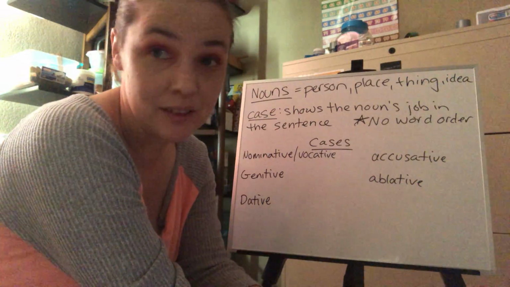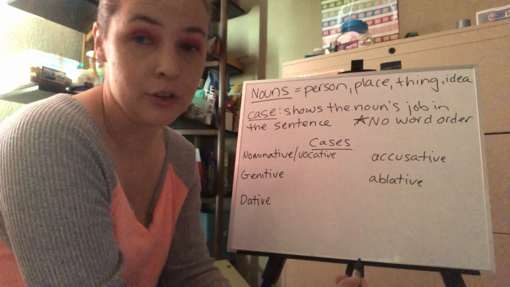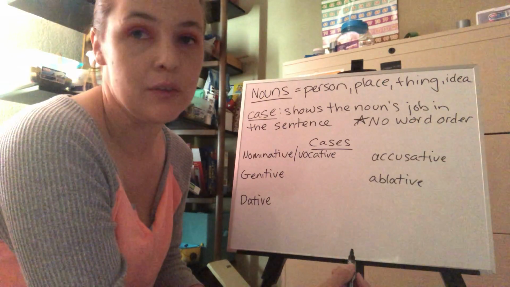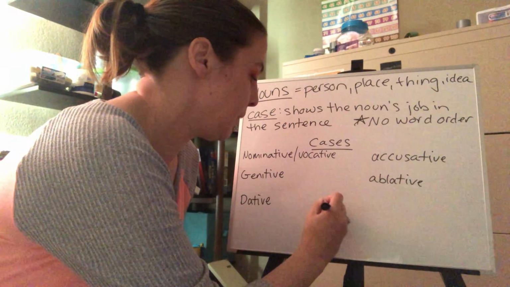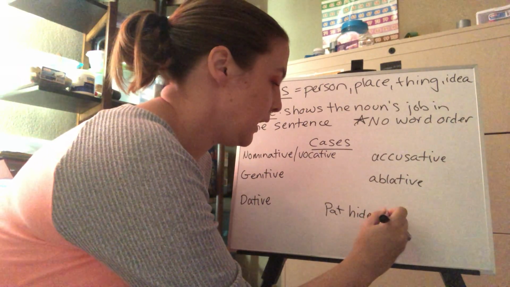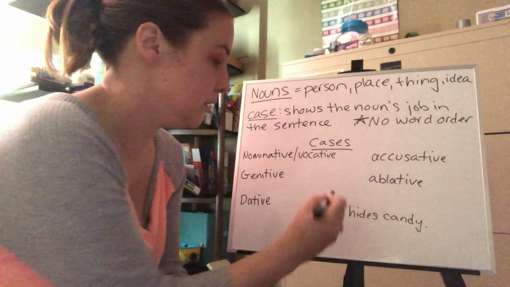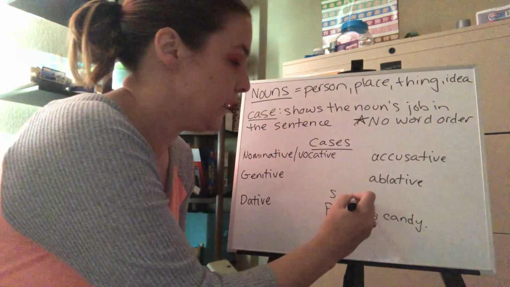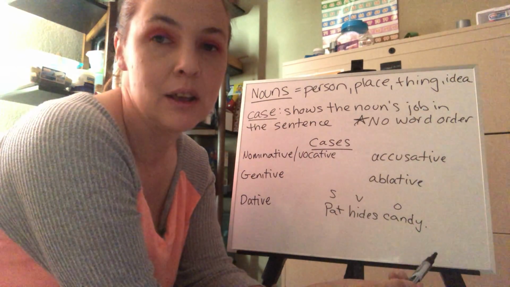The reason they have cases is because they don't have word order, okay? In English, we have usually subject, verb, object. Okay? If you do a really simple English sentence, Pat hides candy. Okay? Really simple sentence. Subject, right here. Pat is the subject of this sentence. Hides is your verb. And what is she hiding? She's hiding candy. That makes it the object. Okay? We have word order.